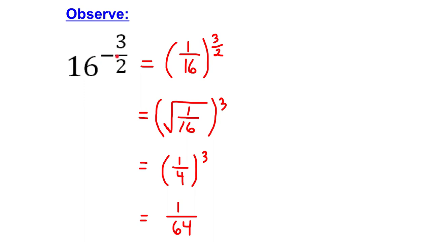So I can use my negative exponent rule just like before, and then deal with my rational exponent like I did in the previous examples in this lesson, and then just start to evaluate, and you end up with your final answer. So 16 to the exponent negative 3/2 is equal to 1/64.